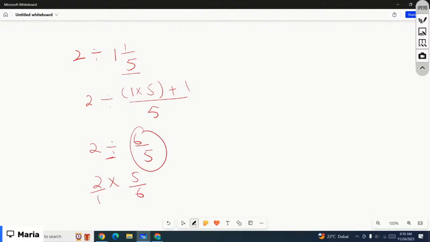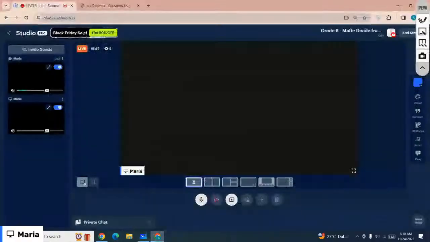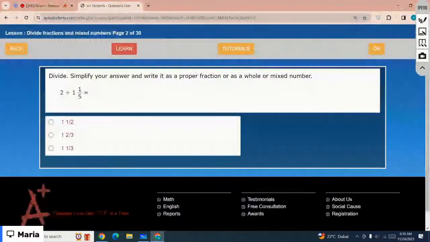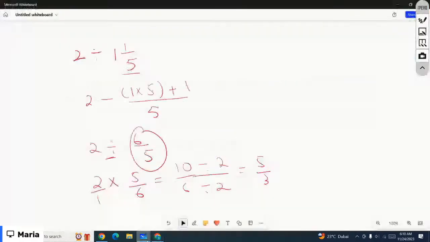So 2 has the denominator 1, just numerator times numerator and denominator times denominator. Cancel them, divide them by the common factor. That would be 2, so it is 5 over 3. The correct option is 5 over 3, right? Or you can divide them. 5 over 3 it is.